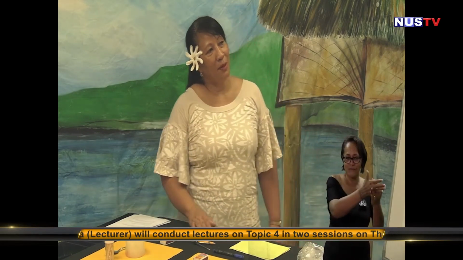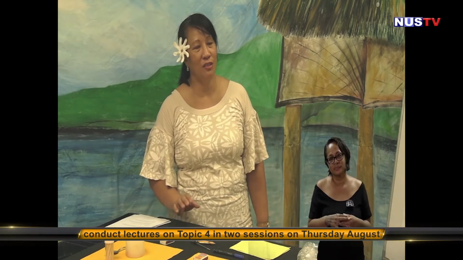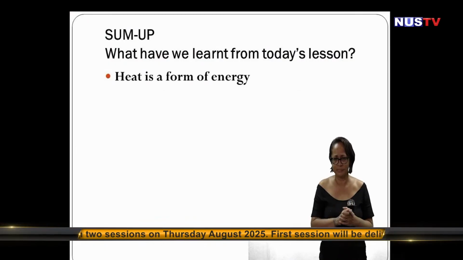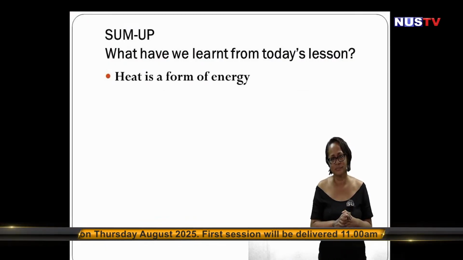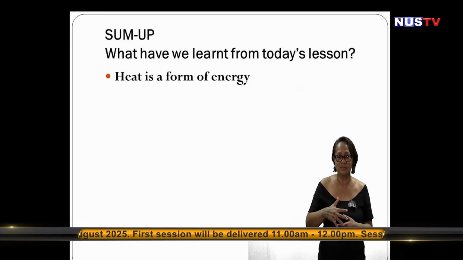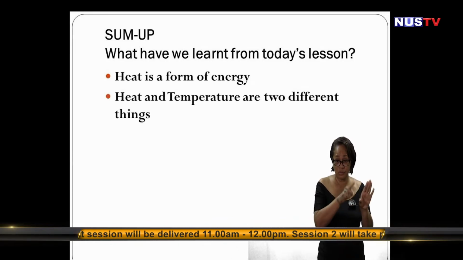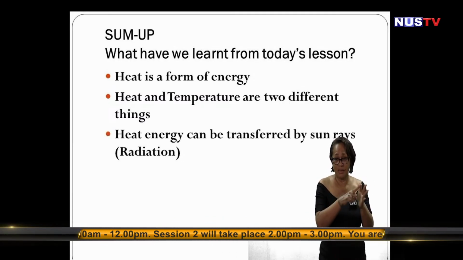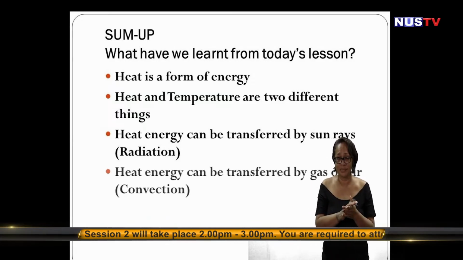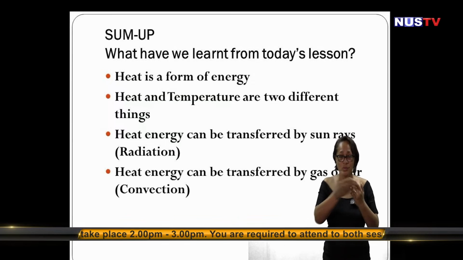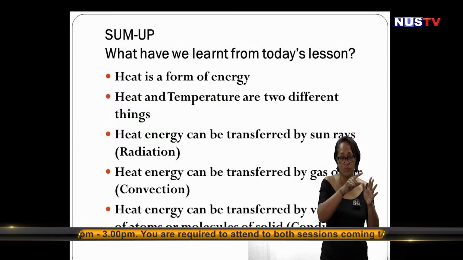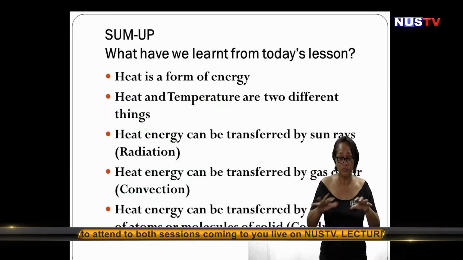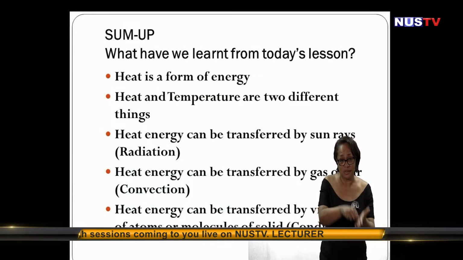So, let's sum up. What have we learned today? What have you learned today, children? Have a look at the summary. Heat is a form of energy. We now know heat is a form of energy. Heat and temperature are two different things. Heat energy can be transferred by sun rays, radiation. Heat energy can be transferred by gas or air, which is convection. And heat energy can be transferred by vibrations of atoms or molecules of solids, and that's conduction.